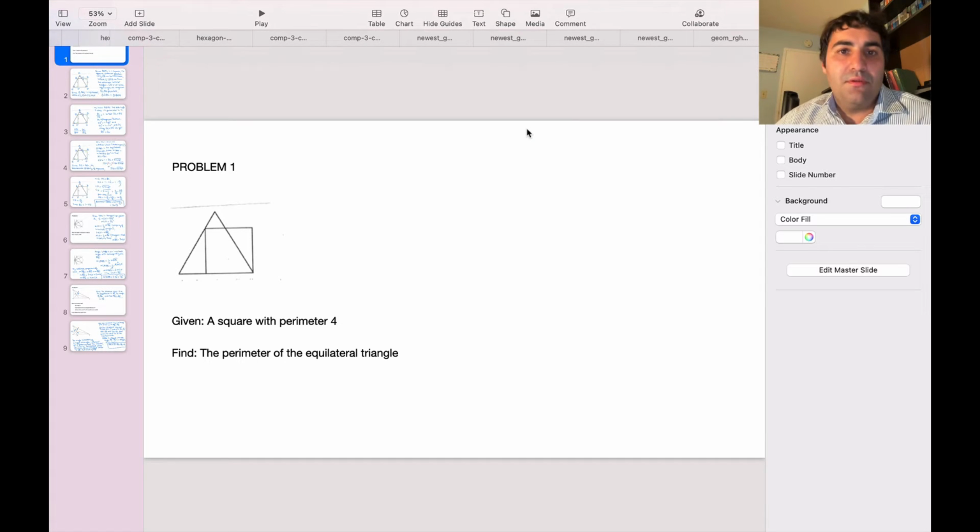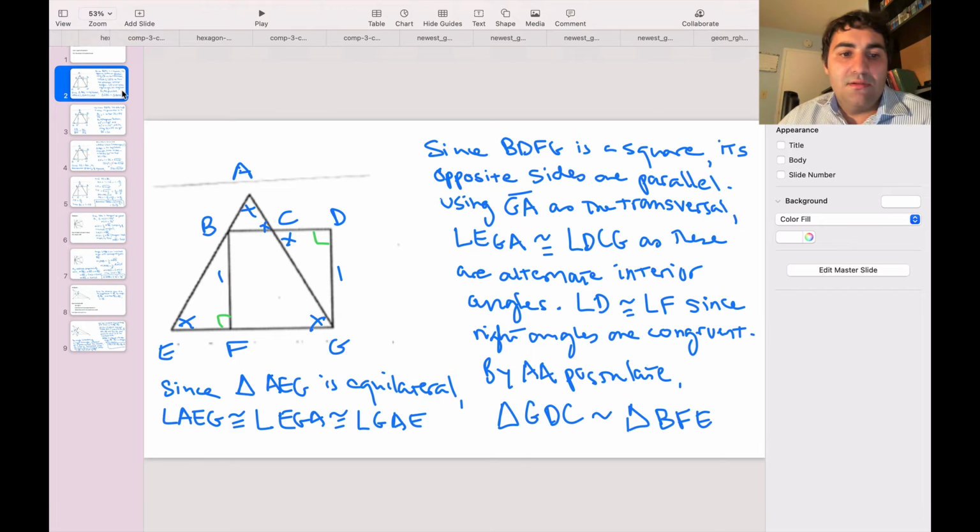We're given a square of perimeter 4, and we want to find the perimeter of the equilateral triangle. So if the square has perimeter 4, its side is length 1. Since triangle AEG is equilateral, its angles are going to be congruent, right? And since BDFG is a square, its opposite sides are going to be parallel.